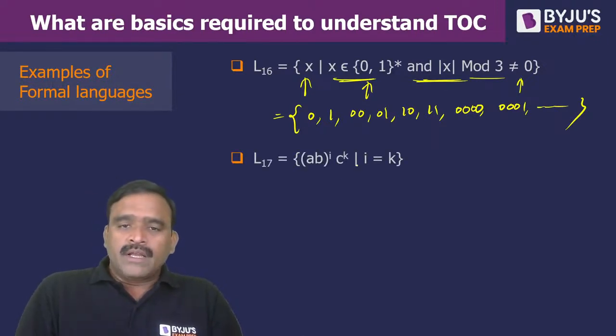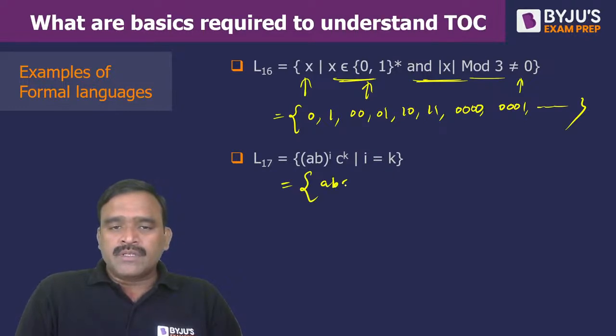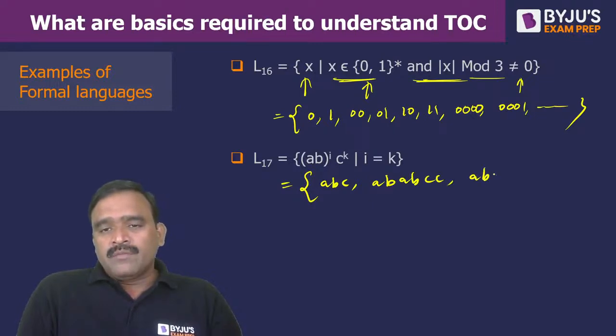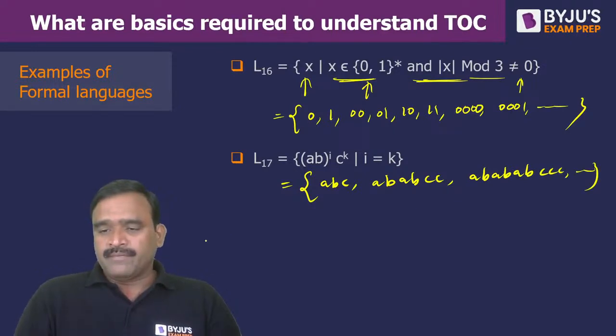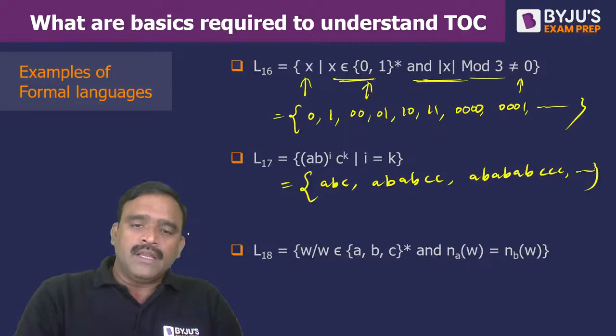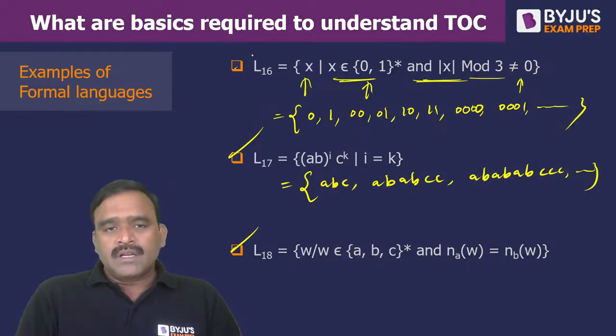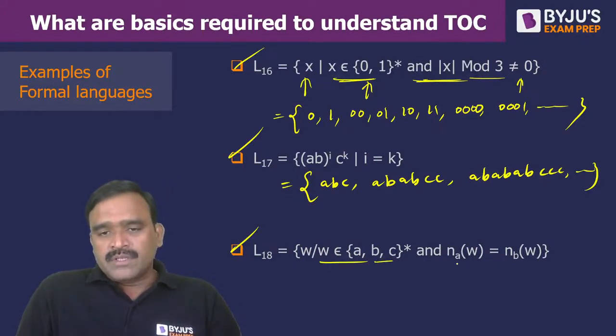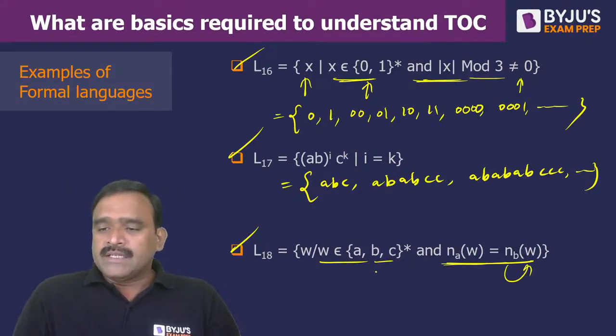And AB whole power i is equal to k. For every AB instance, C should come. So ABC, and i value 2 means AB you have to write twice and CC, and i value 3 means AB thrice, k means 3 C's must come because there is a dependency here. And L18, W is a string of A's and B's and C's. Number of A's of W must be equal to number of B's, and C's can be any number.